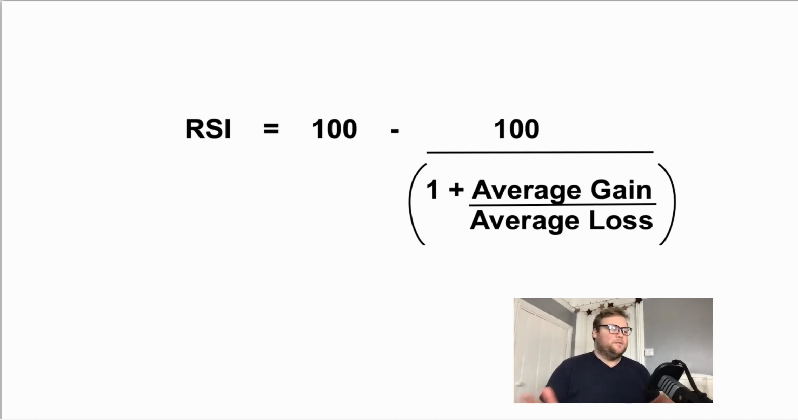Well, for those that like maths, the formula's on screen, but I don't want to overcomplicate this. What we're looking at here is really an indication of gains versus losses. This is what we call a momentum indicator. So this is going to tell us whether there's strength in the market or whether there's weakness.